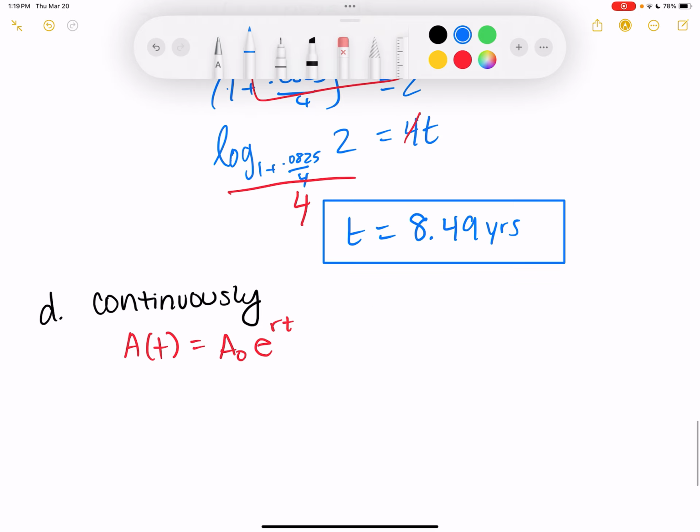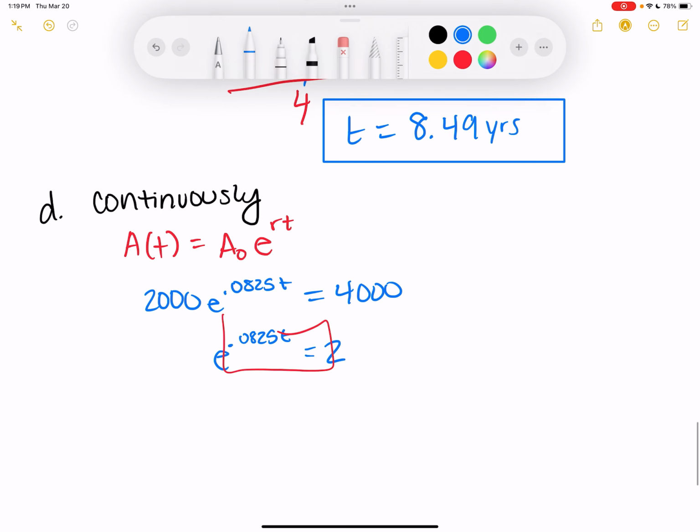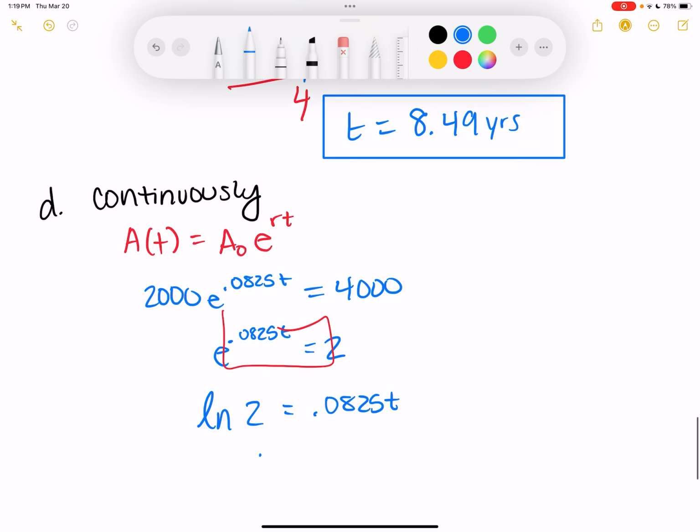So I've got 2,000 e to the 0.0825 t equals 4,000. e to the 0.0825 t equals 2. ln of 2 equals 0.0825 t. And we divide: t equals ln of 2 over 0.0825.